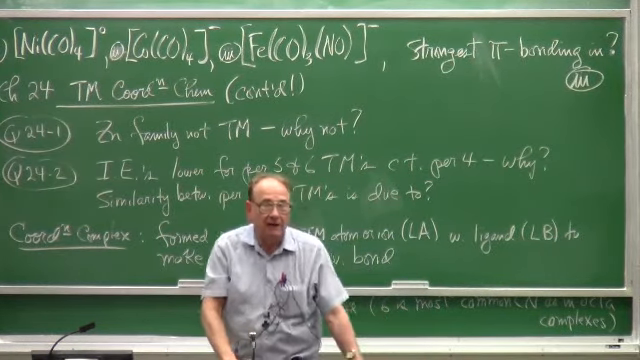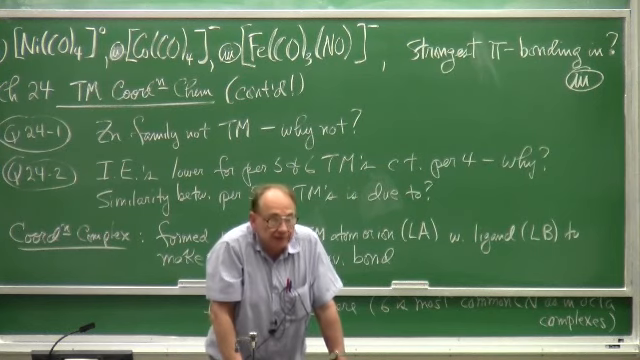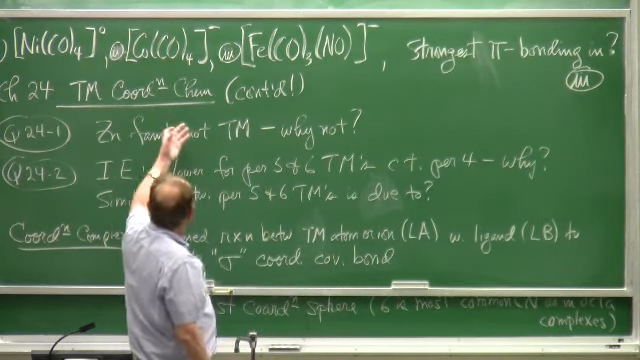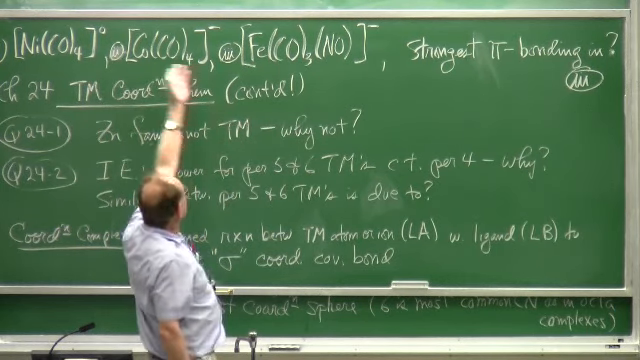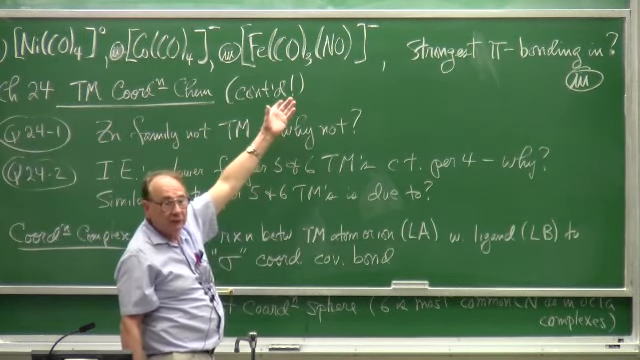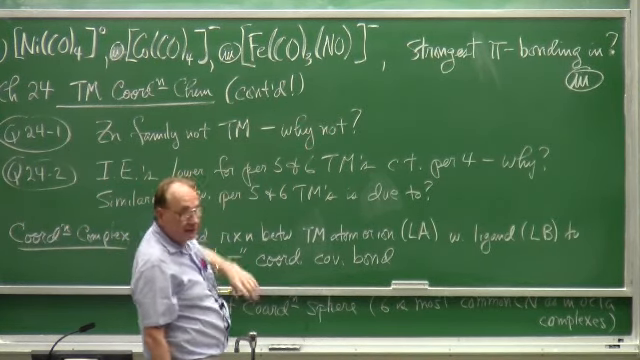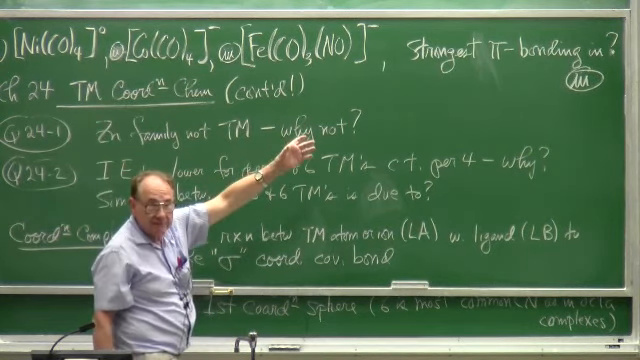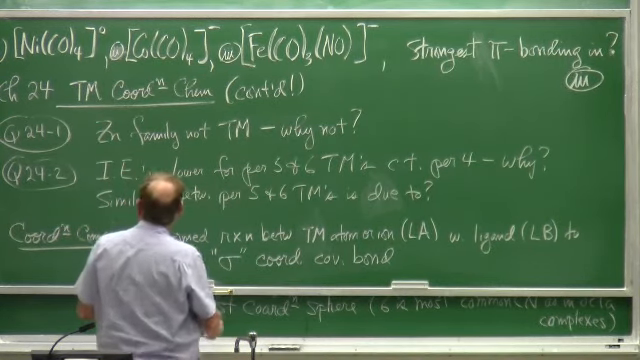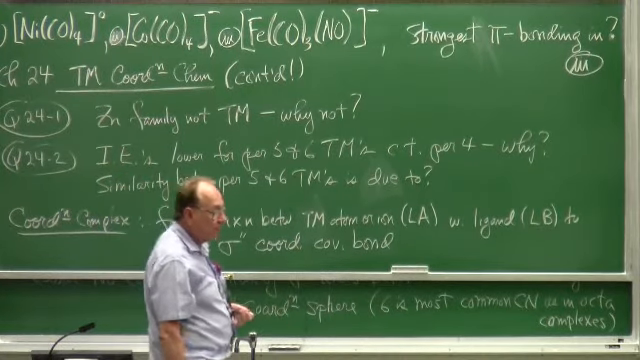Let's move along now to chapter 24 on a formal basis. I've written here, TM coordination chemistry continued, because all this stuff that we did at the tail end of chapter 23, as we've already noted, has provided foundation for jumping into chapter 24. Because everything we talked about here is about transition metal coordination chemistry.